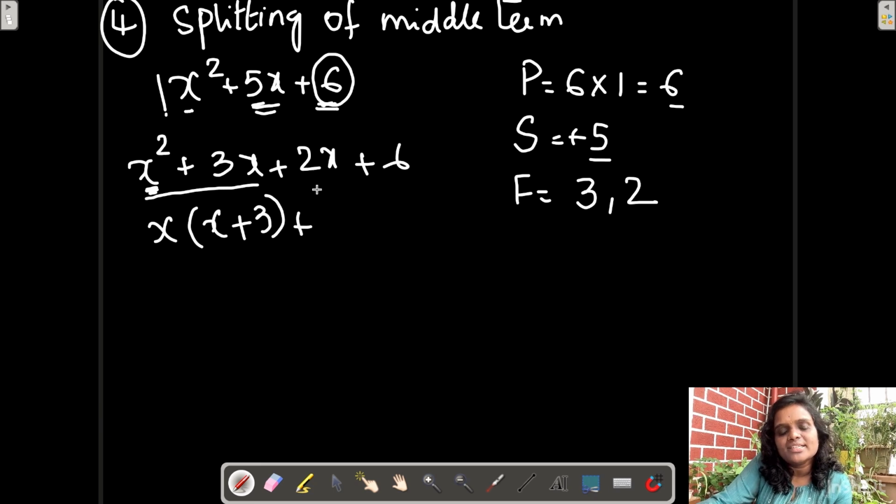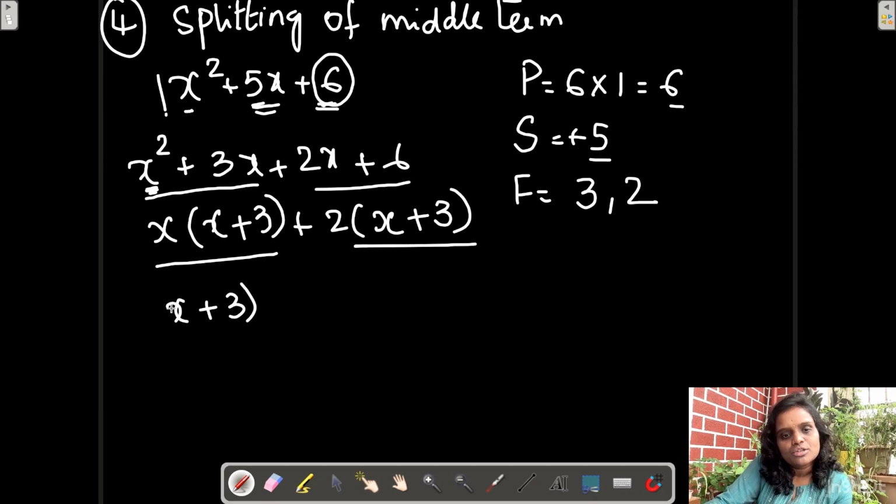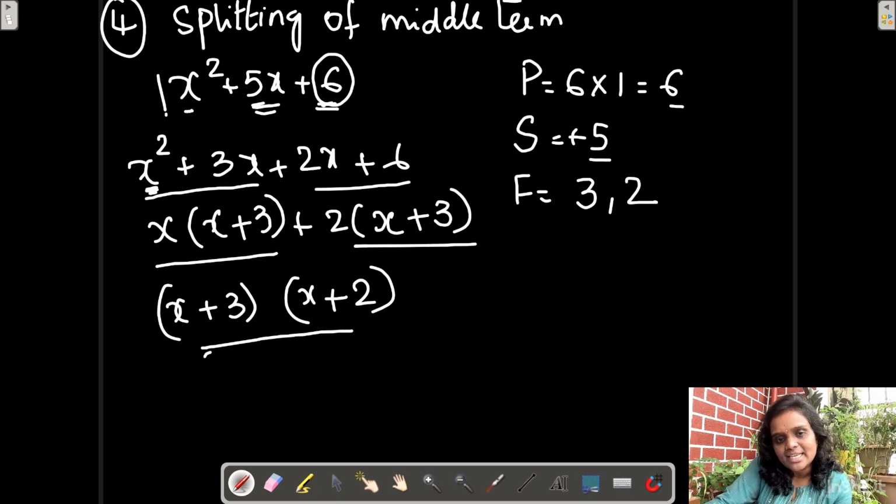Very good. Now consider these two terms. Take 2 common here. If you take 2 common, x plus 3 will be left out. For these two terms which are separated by plus, you take x plus 3 common. So what is left out here in the first term? x is left out, plus what is left out in the second term? 2. So what are the factors of x square plus 5x plus 6? It is x plus 3 into x plus 2. That is how you follow this splitting of the middle term method.